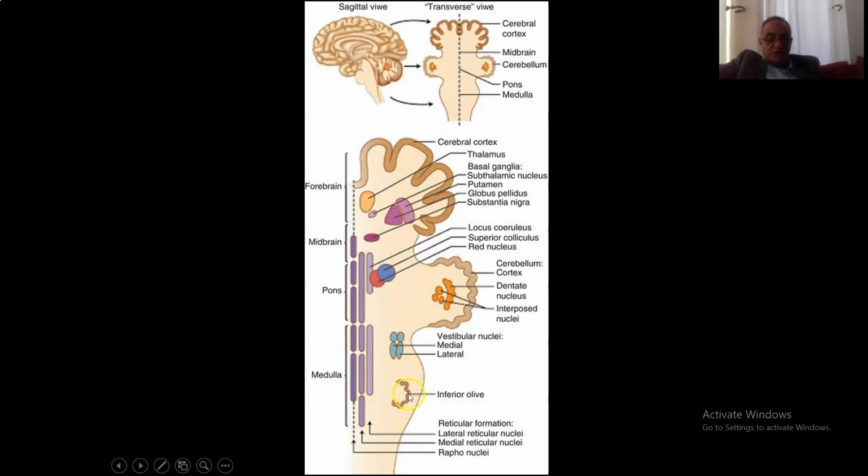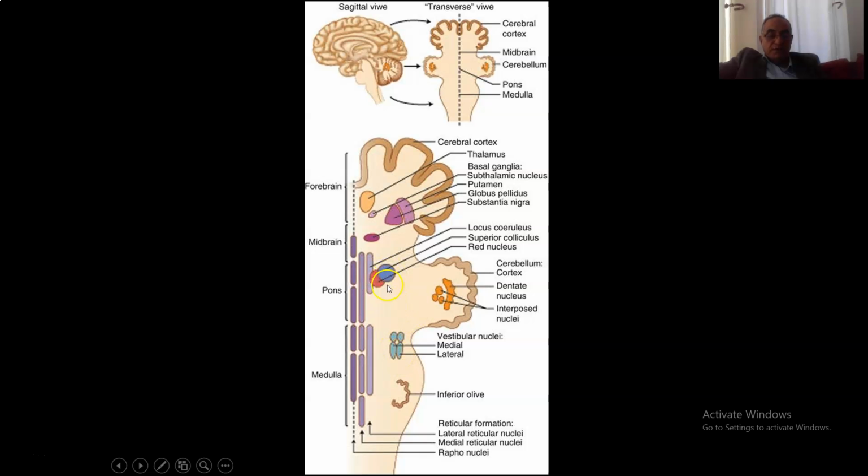In the medulla we have part of the extrapyramidal system, the inferior olive. Also in the medulla, the medial, lateral, superior and inferior vestibular nuclei. These are extrapyramidal. And in the pons, we have part of the reticular system, the locus ceruleus. The red nucleus present in the midbrain is part of the extrapyramidal system, and the substantia nigra is also part of the extrapyramidal system. So the extrapyramidal nuclei in the medulla are the inferior olive, part of the reticular system, the raphe nuclei, raphe magnus, and also the vestibular nuclei.